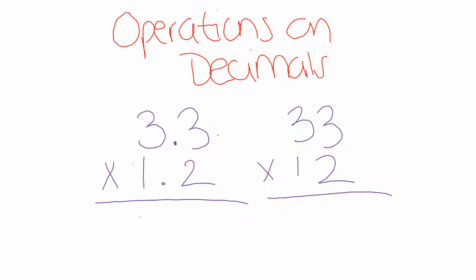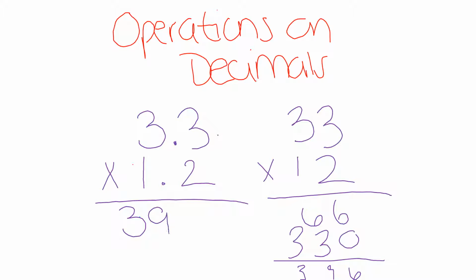So if I go over to my second one, 2 times 3 is 6. 2 times 3 is 6. Add your 0 as your placeholder. 1 times 3 is 3. 1 times 3 is 3. I add down. Now I'm going to rewrite that number over here, 396.